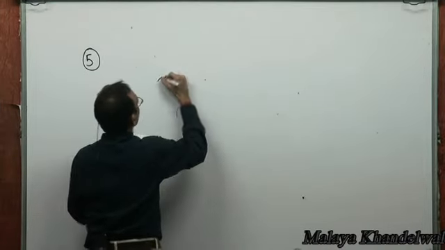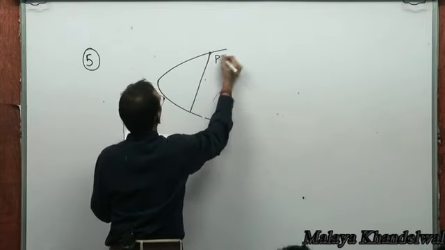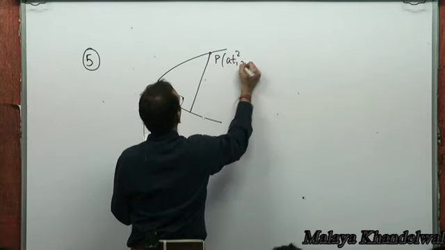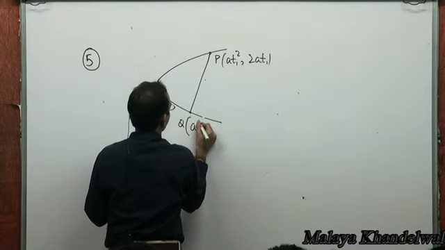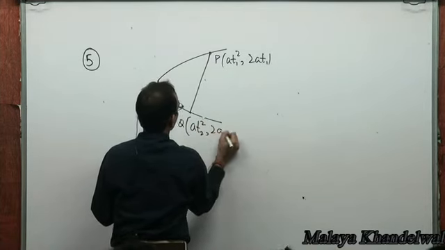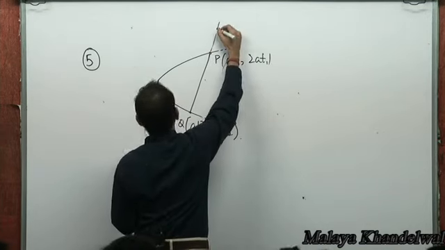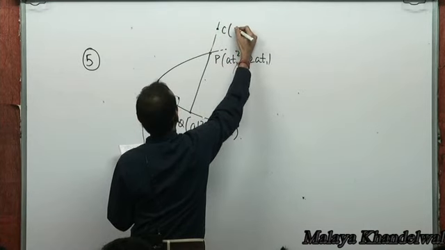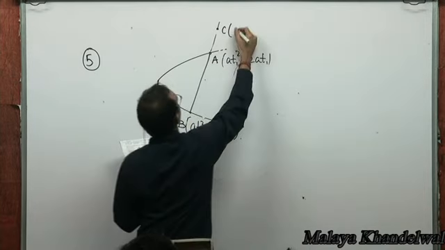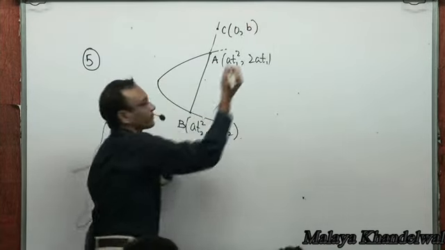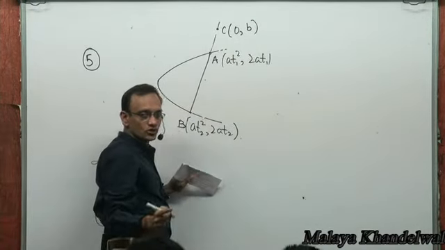Very simple. There is a parabola, there is a point P on the parabola, 8t1 squared comma 2at1. There is another point Q on the parabola, 8t2 squared comma 2at2. And this line will always pass through a point C. Oh, this is A and B. Okay, A and B. This will pass through a point C, 0 comma B. Which means the line passing through A and B must pass through 0 comma B.